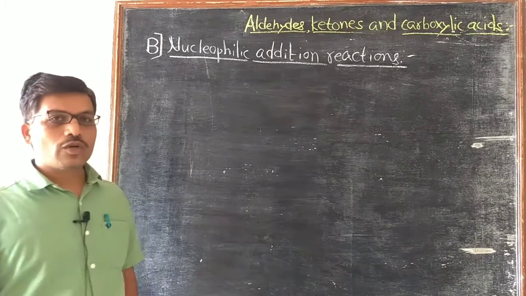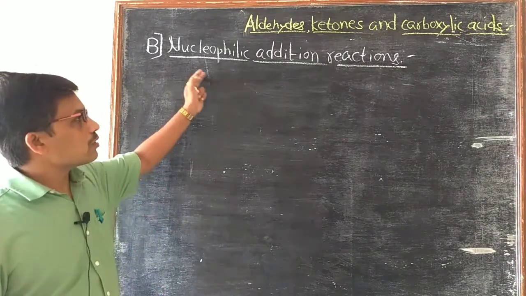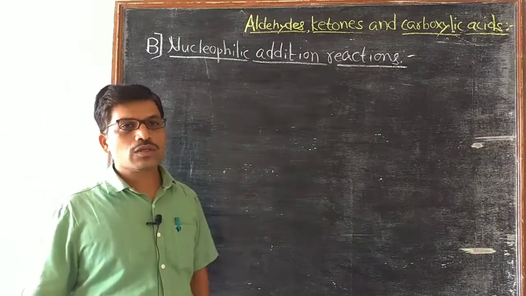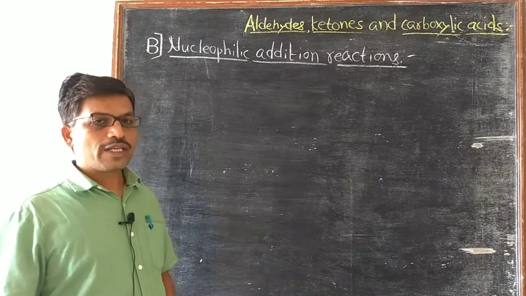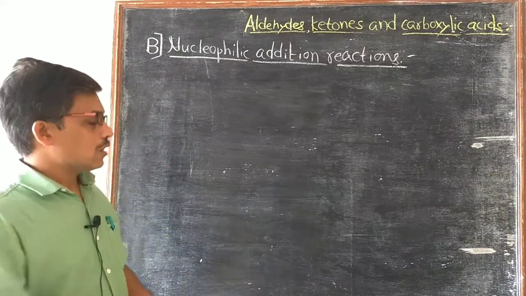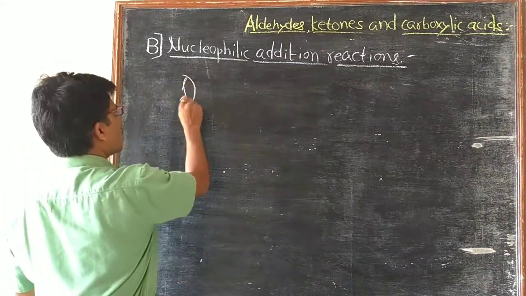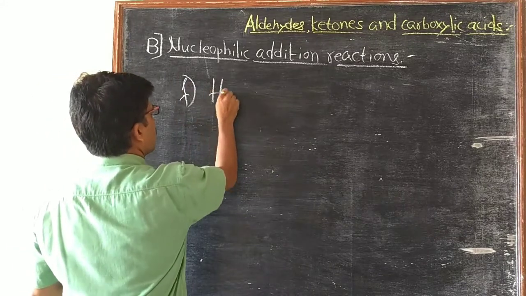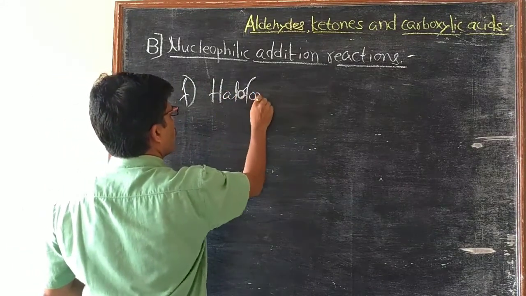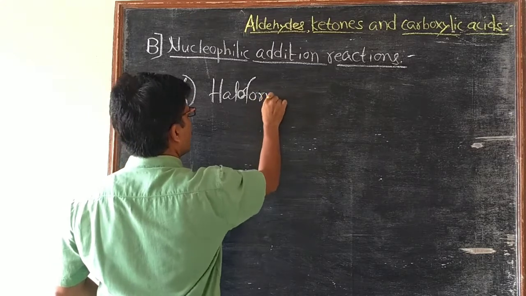In the last lecture, we started nucleophilic addition reactions of aldehydes and ketones. Today we are going to study the next few nucleophilic addition reactions. The next nucleophilic addition reaction is the haloform reaction.